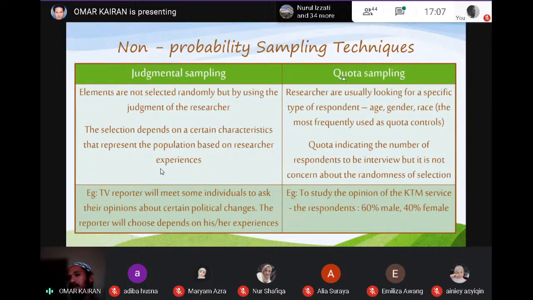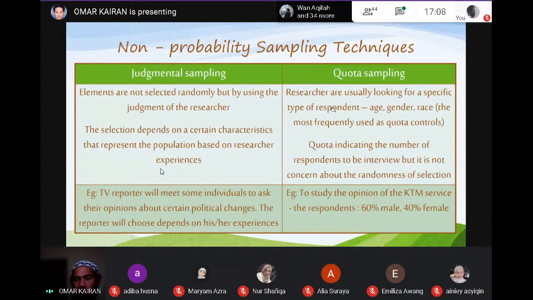Quota sampling ini you are already predetermine the characteristic of the respondent that you are going to select. Okay, you dah tetapkan dah. Okay, ciri-ciri siapa yang nak pilih. Macam saya bagi contoh awal-awal tadi. Saya pilih perempuan, lelaki 100%, perempuan 0% nak pilih. Contohnya lah. Okay, so that is called as quota sampling. Contoh yang saya bagi awal-awal tadi adalah quota sampling. Okay, so you are predetermine the sample based on the characteristics.